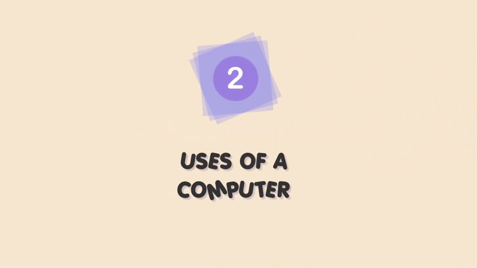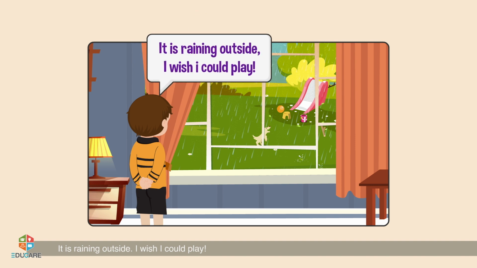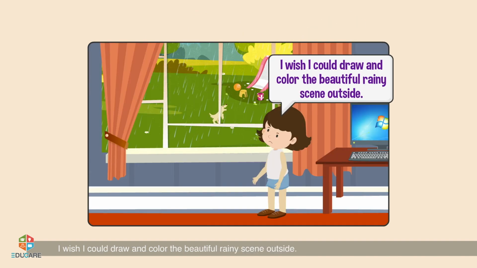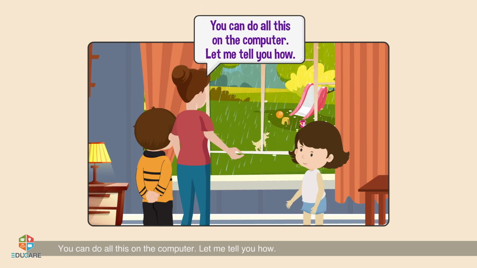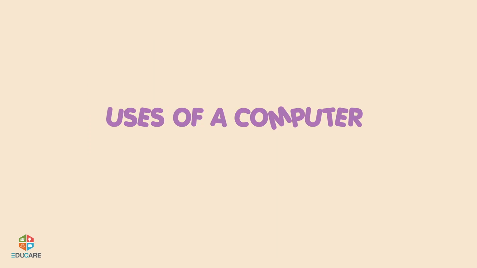Chapter 2, Uses of a Computer. It is raining outside. I wish I could play. I wish I could draw and color the beautiful rainy scene outside. You can do all this on the computer. Let me tell you how. Wow, let's go! Uses of a computer.